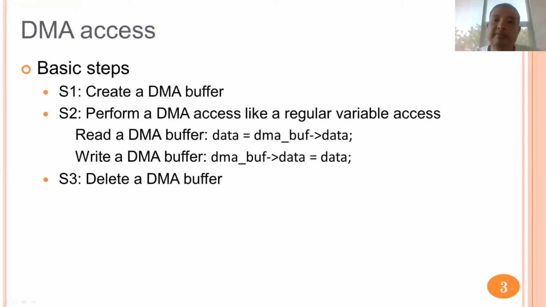For each DMA access, there are three basic steps. First, the driver needs to create a DMA buffer. Then the driver performs a DMA access like a regular variable access. Note that this is different from hardware register access, which is performed by calling specific interface functions like readl and inb. Finally, the driver needs to delete the DMA buffer to avoid memory leaks.